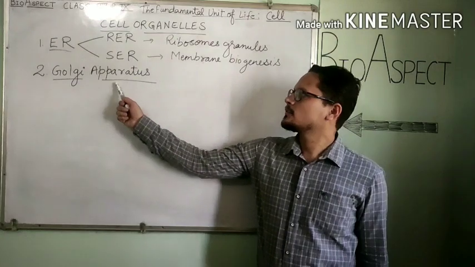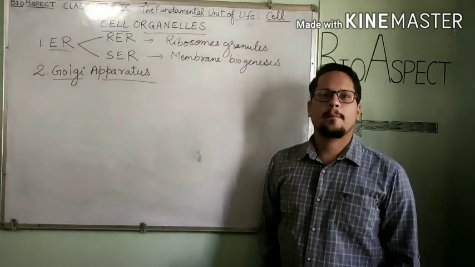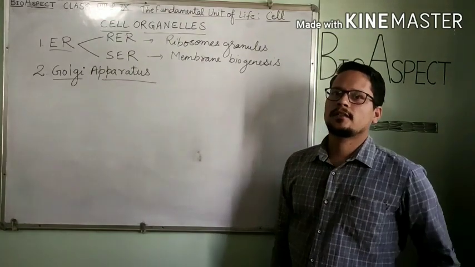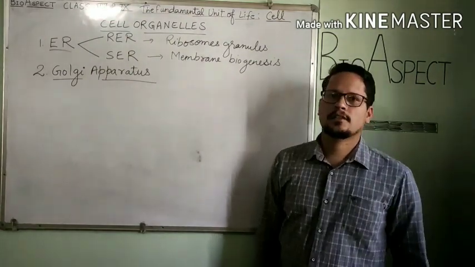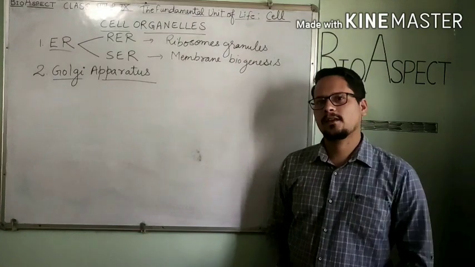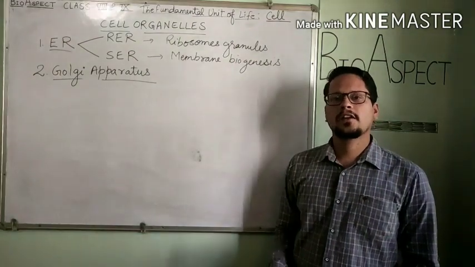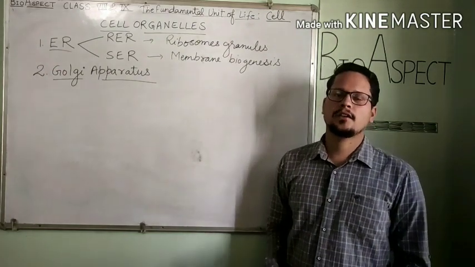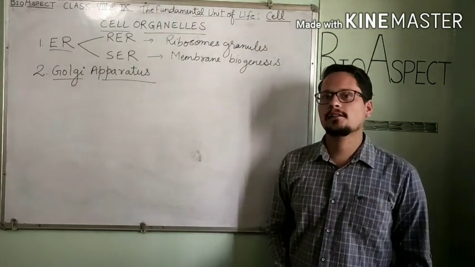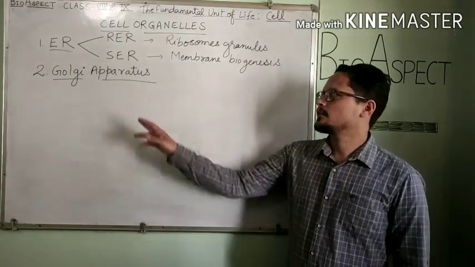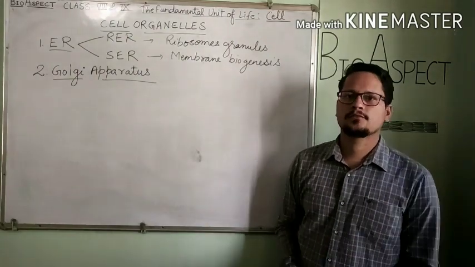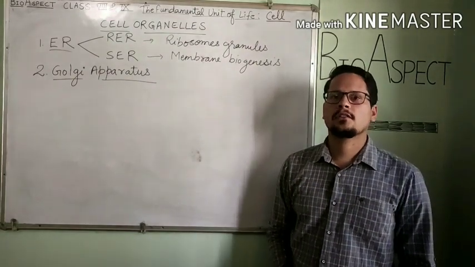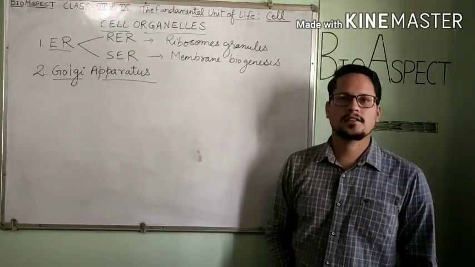Number second cell organelle is Golgi apparatus, which was discovered by Camillo Golgi. It is the membrane bound vesicles which are in contact with the endoplasmic reticulum. Whatever substances are synthesized inside the cell are packaged and transferred to various organelles of the cell due to the Golgi apparatus. Its main function is packaging, modification and storage of the substances.